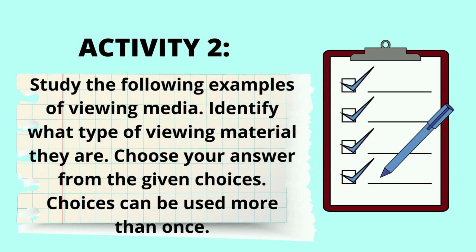For activity number 2, study the following examples of viewing media. Identify what type of viewing material they are. Choose your answer from the given choices. Now, remember, choices can be used more than once. You have 60 seconds to answer this activity. If you think you will need more time to answer it, just pause the video.